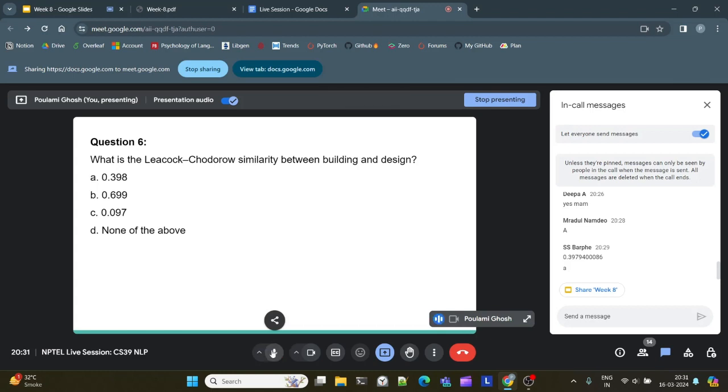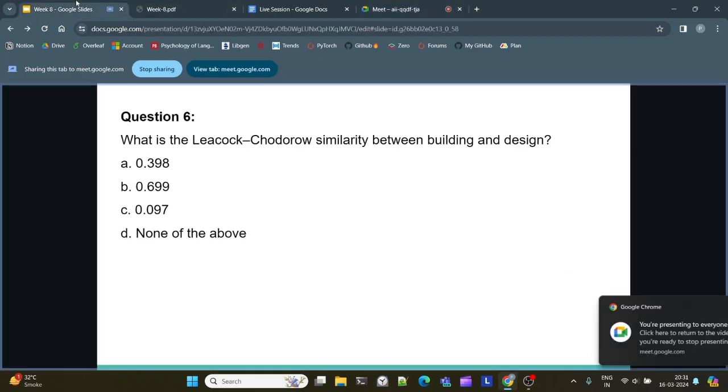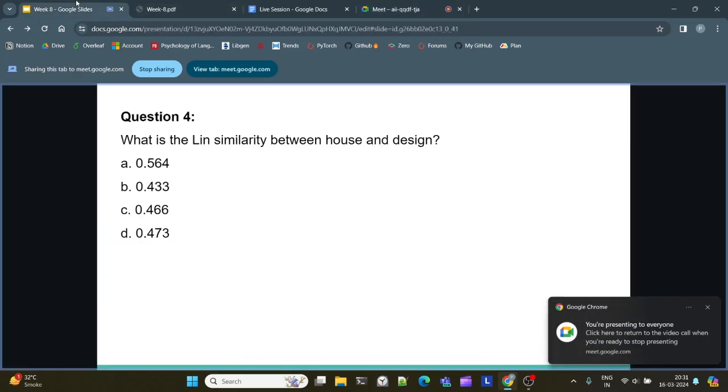Okay, let's discuss. Two of you have answered. Let's ask Mradul. Mradul, would you like to say how you solved this problem? Yes, ma'am, I just used that formula. Similarity equals minus log of the path length between C1 and C2 in the two contexts, divided by 2 times the depth.